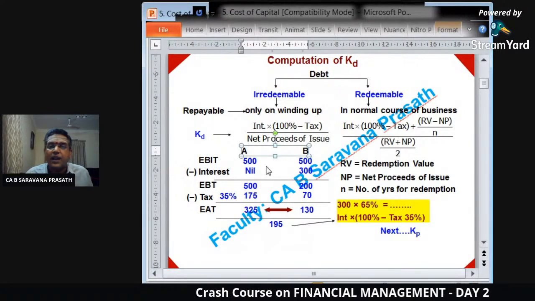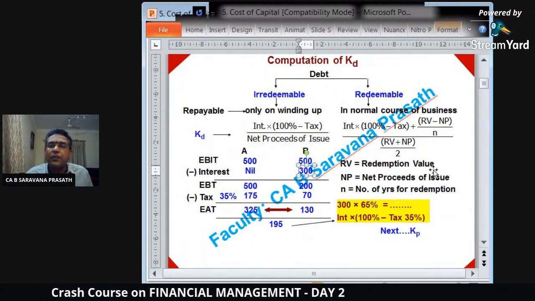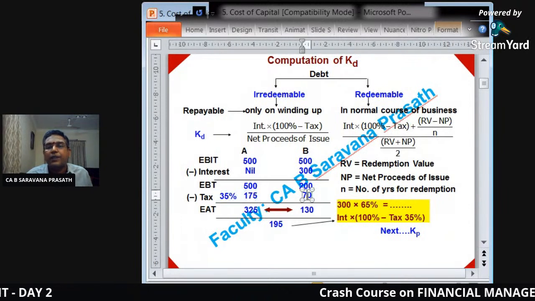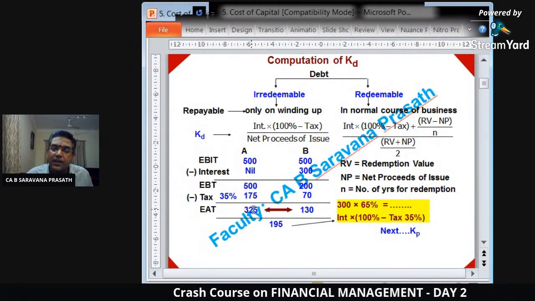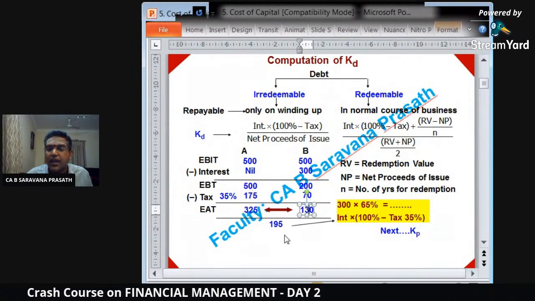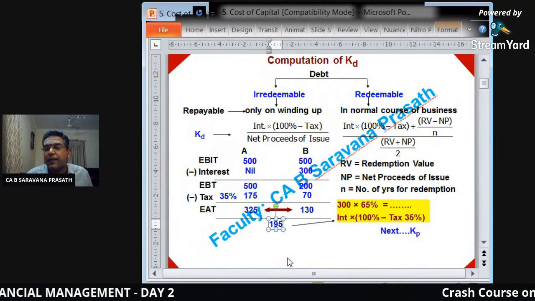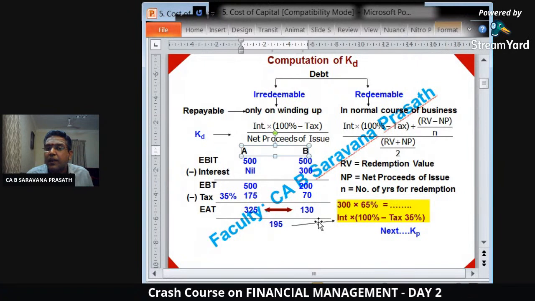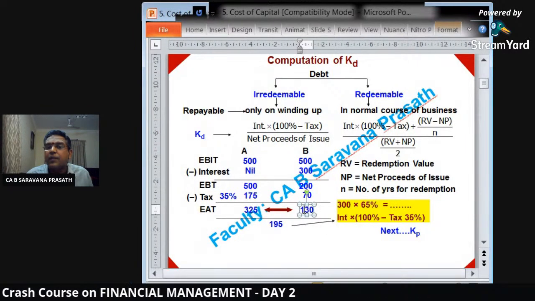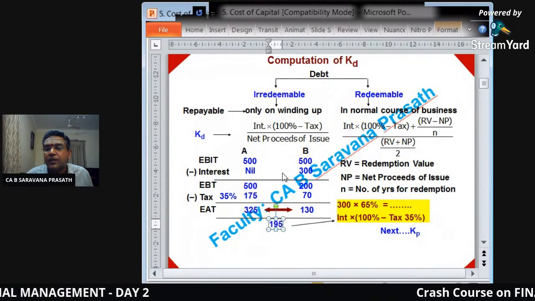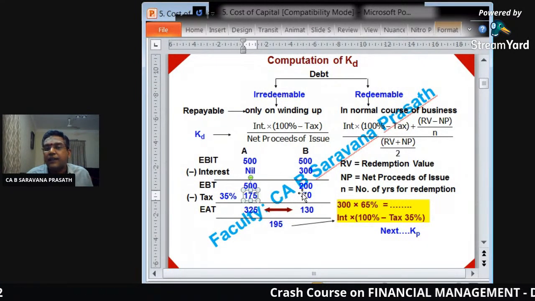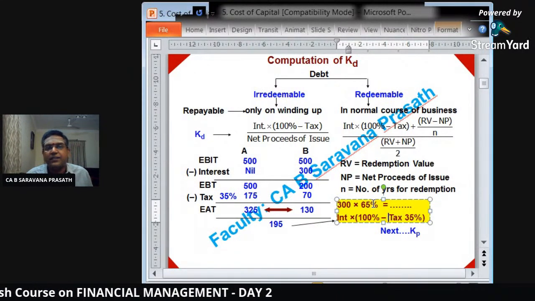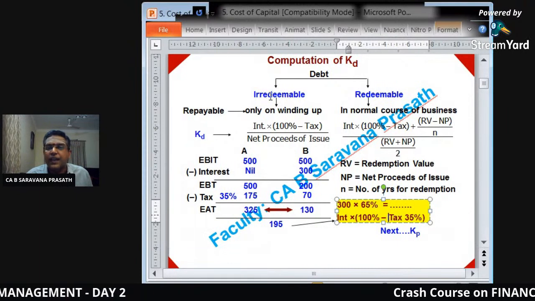Two companies A and B have the same EBIT. Second company pays interest, and instead of paying 175 tax like the first company, it is paying only 70 as tax. So the EAT difference is 325 versus 130. The difference in EAT is 195. It is not just 300 rupees. 300 rupees is the extra expenditure of the second company. But the profit difference is only 195 because out of 300, we have saved tax and therefore the net effect is equivalent to interest into 100% minus tax rate. This is the formula for cost of debt in case it is irredeemable.